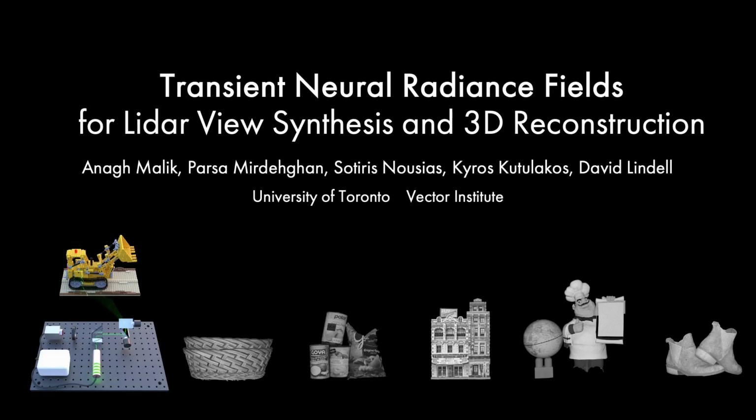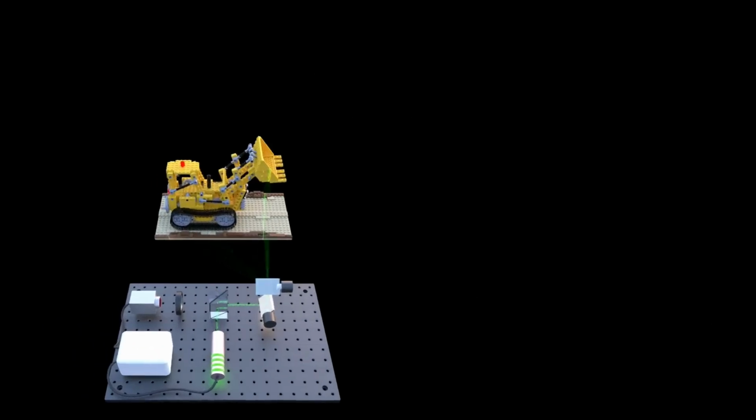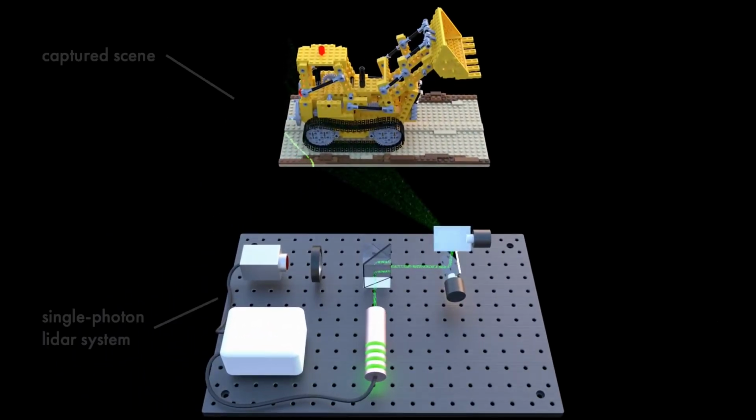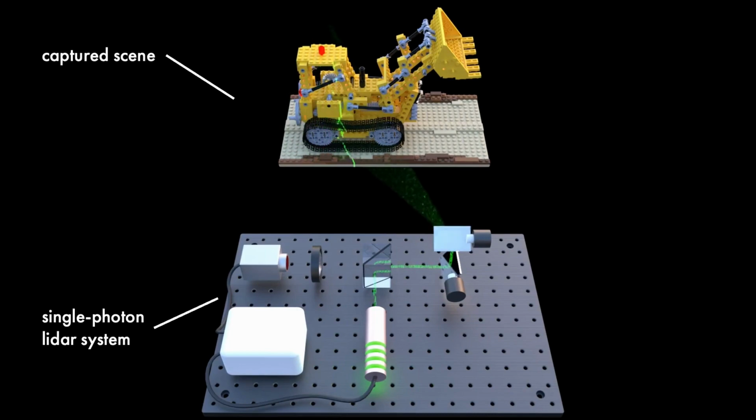We present transient neural radiance fields, a method for novel view synthesis of Lidar measurements and 3D reconstruction. Transient NeRF takes as input raw, time-resolved photon count histograms measured by a single photon Lidar system from multiple viewpoints.